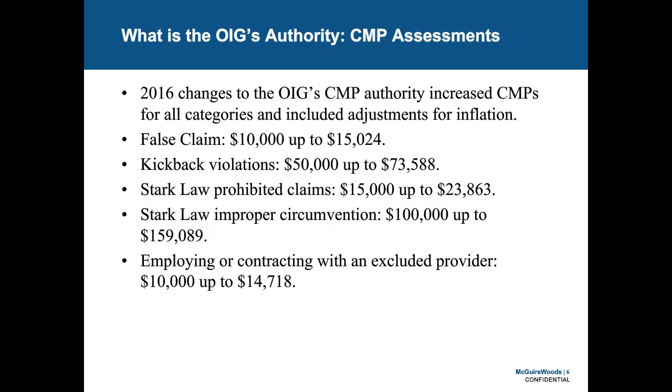As I said, there were changes in 2016 to the CMP authority, and the primary change was that they increased the CMPs that could be issued, and they did that to adjust for inflation as well. I don't have to go through this list that you can see here today, but all of the penalties have gone up. I've just listed a few of the most well-known ones here, but there is a long table in the regulation showing how each of the potential claims has gone up for a CMP that can be sought.